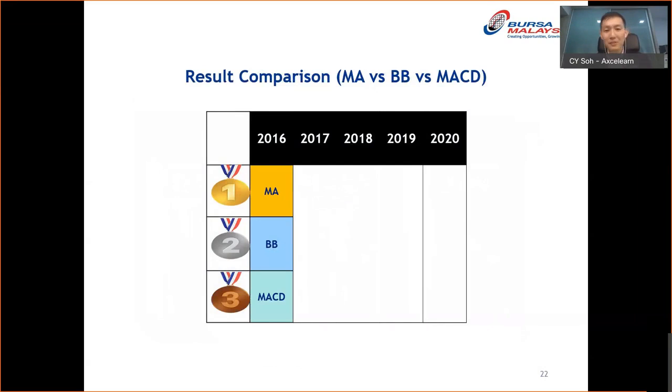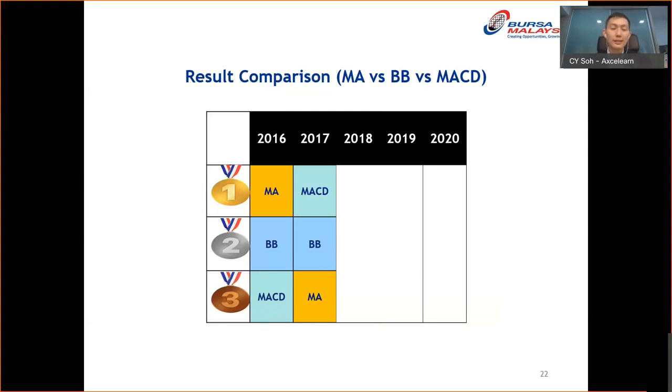Now, if I were to give you another choice, whether you would want to switch your indicators or not, whether you want to switch to moving average, Bollinger Band, or MACD, are you going to switch? I give you a quick moment. Now that you have made a decision, let's see the second year performance of your new indicators. In year 2017, MACD performs best, Bollinger Bands second, and MA, which is moving average, third.